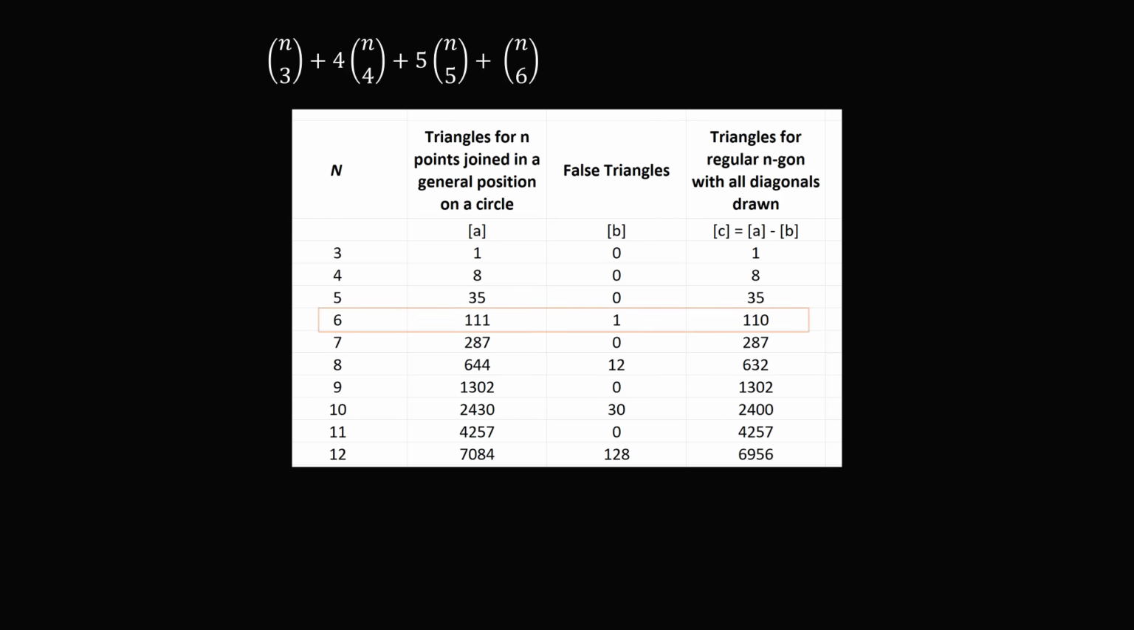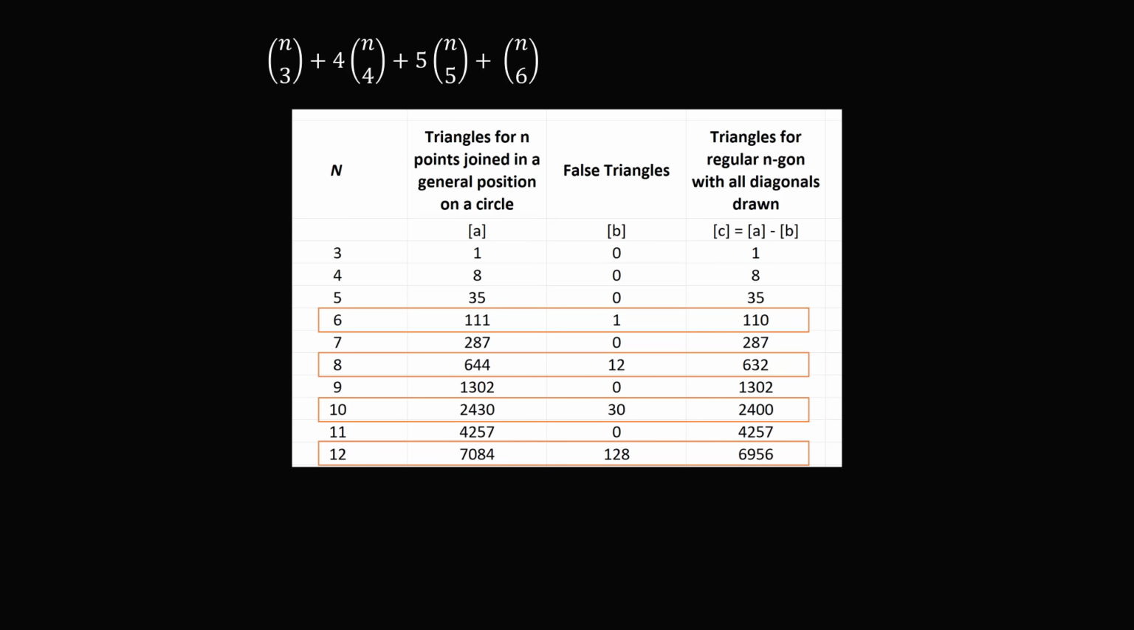As illustrated earlier, when n was equal to 6, there was exactly 1 false triangle. So from the total 111, we subtract 1 to get to the true count of 110 triangles. When n was equal to 8, we saw those intersection points, and that created 12 false triangles. So we'd go from 644 minus 12 to equal 632. And actually the total number of false triangles is a small percentage compared to the total number of triangles, but if you needed an accurate count, you would definitely want to account for these false triangles.